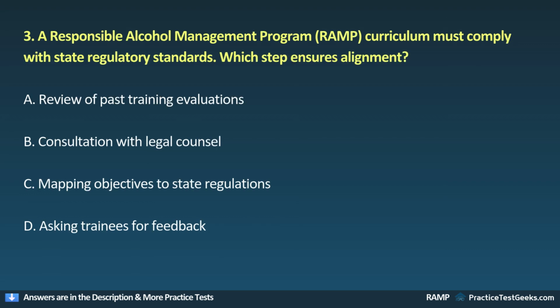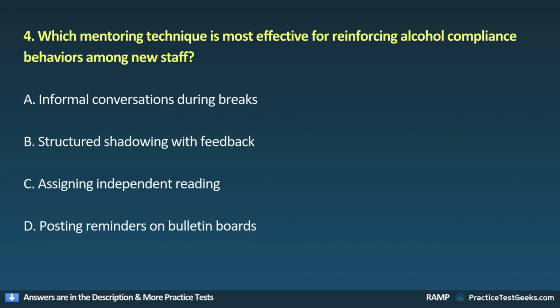3. A responsible alcohol management program, RAMP curriculum, must comply with state regulatory standards. Which step ensures alignment? A. Review of past training evaluations. B. Consultation with legal counsel. C. Mapping objectives to state regulations. D. Asking trainees for feedback.